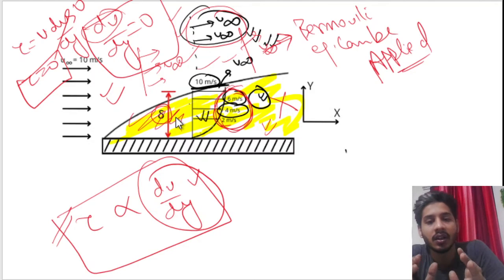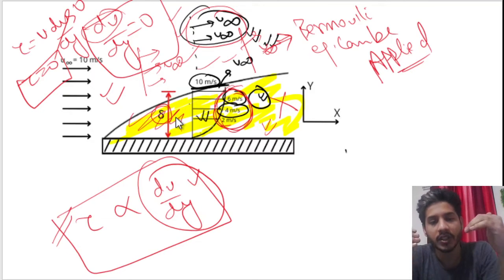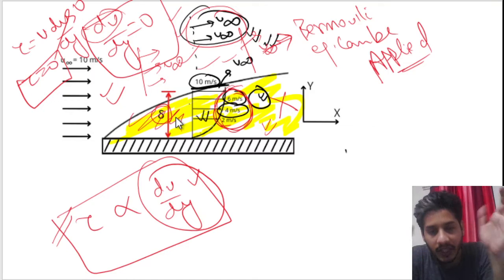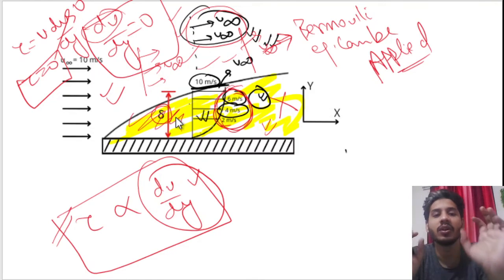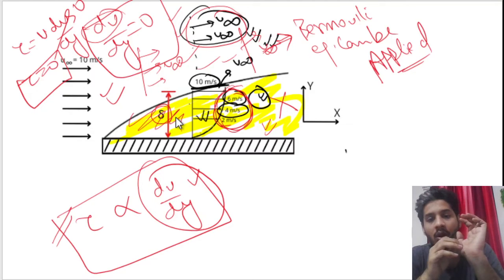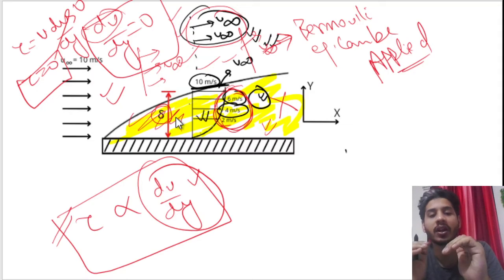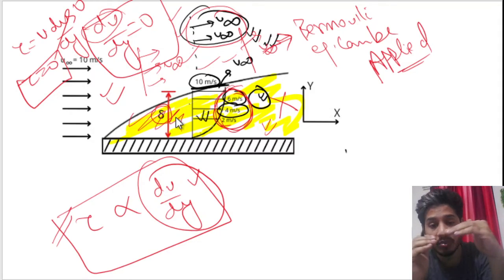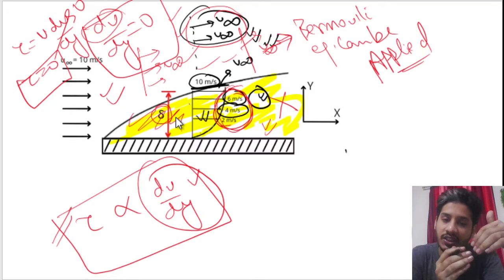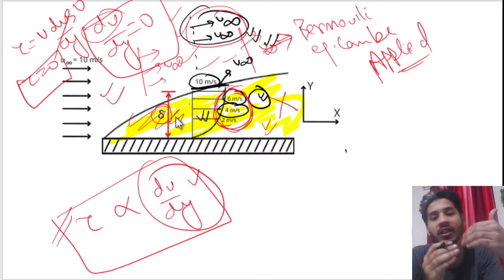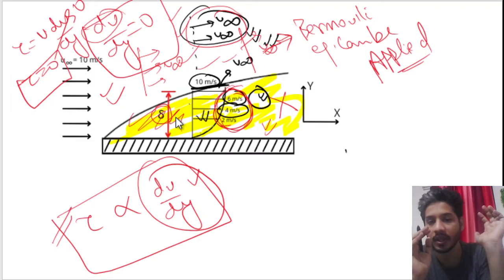So basically, the Bernoulli equation can be applied only outside the boundary layer. Why? Because there is no velocity gradient, there are no shear stresses, and the fluid flow outside the boundary layer can be considered as ideal. While within the boundary layer, there's a relative motion and there's a velocity gradient, due to which there are shear stresses acting. That is the reason we cannot apply the Bernoulli equation within the boundary layer.